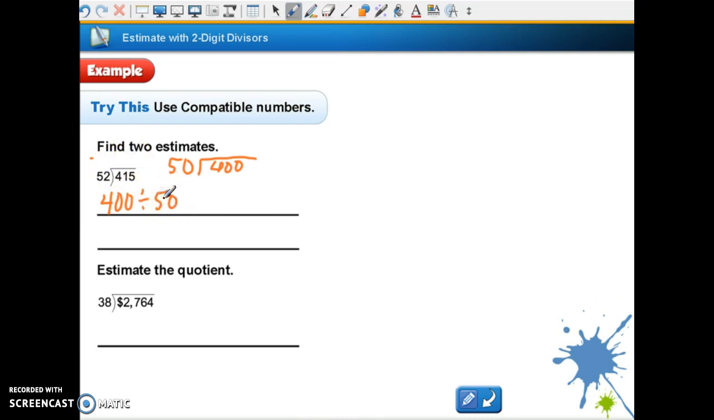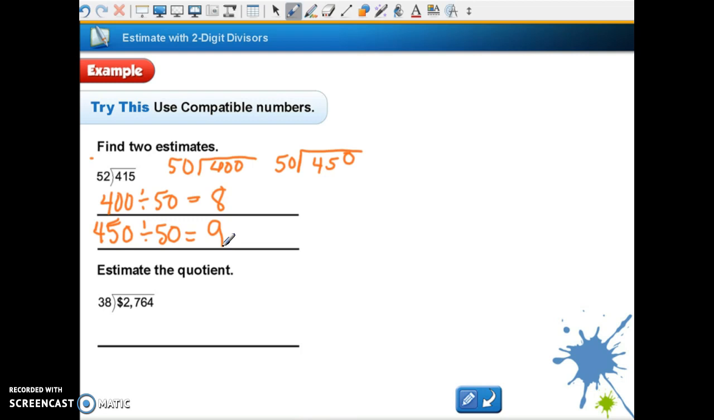And then I would look and say, okay, 50, and what's my next multiple of 50? It's going to be larger than 415. So that would be 450. So my second one would be 450 divided by 50. And this one would equal 8. And this one would equal 9.